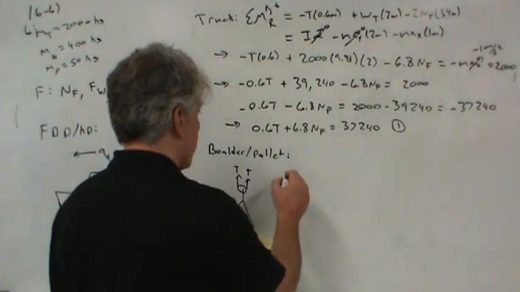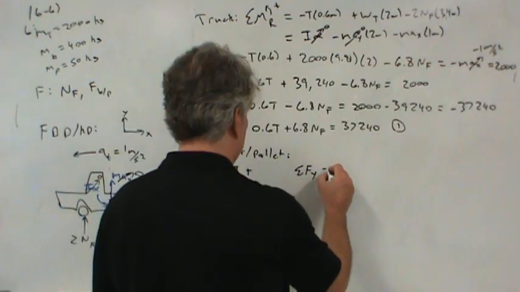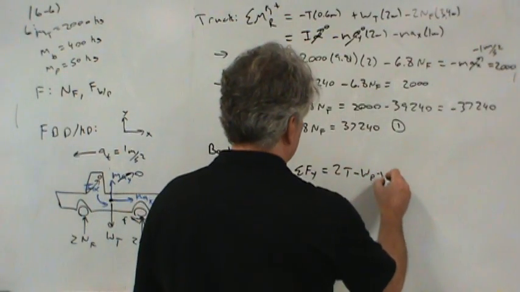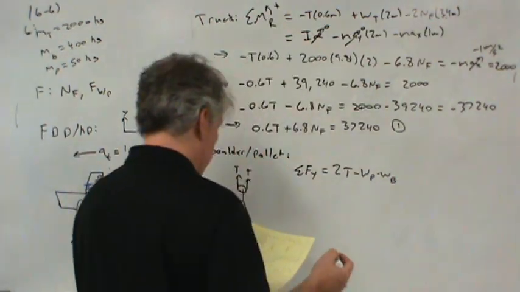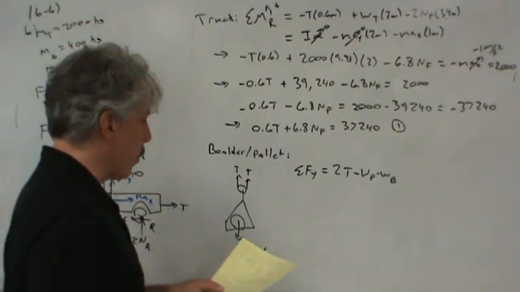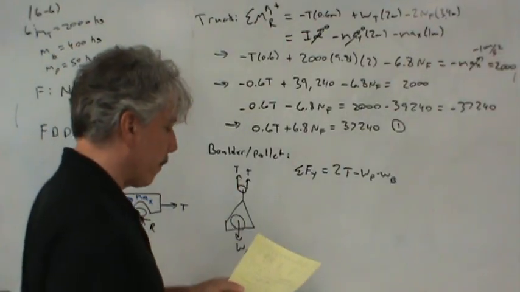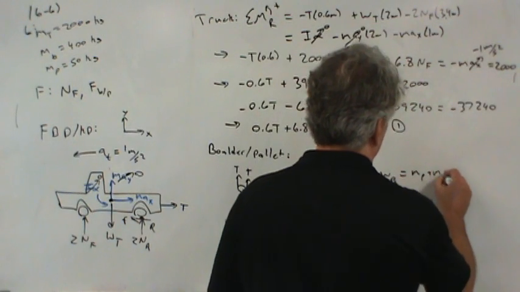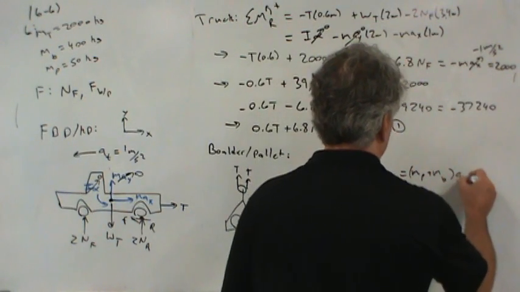If we sum forces in the vertical direction, we get 2 times the tension minus the weight of the pallet minus the weight of the boulder. And I don't even need a kinetic diagram here because it's so trivial. It would just be MAY up, where M would be the mass of the pallet and boulder. So I just wrote on the right-hand side mass times acceleration: mass of pallet plus mass of boulder, times the acceleration in the vertical direction.